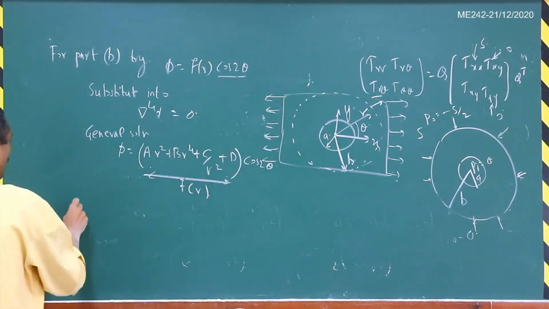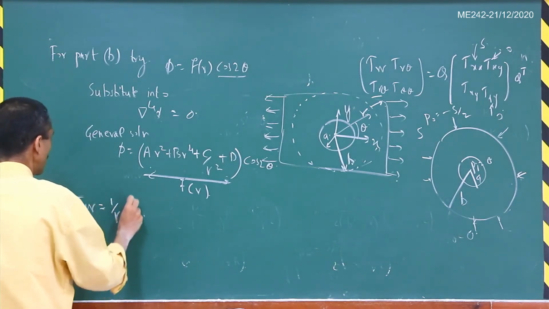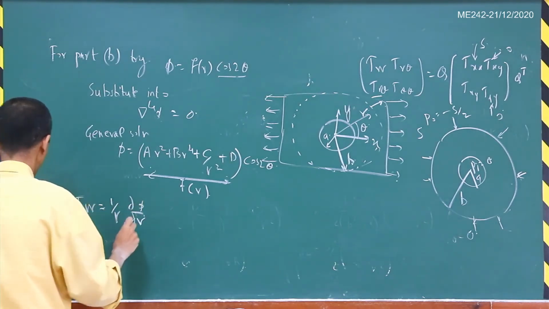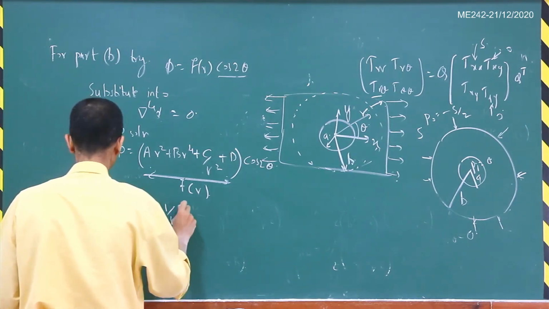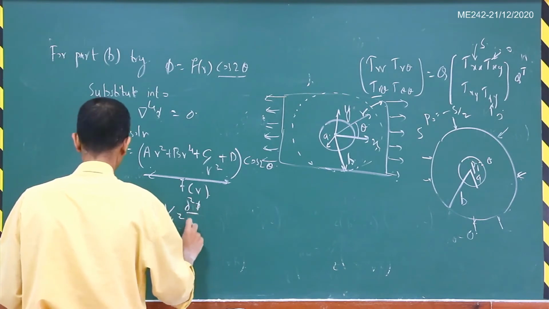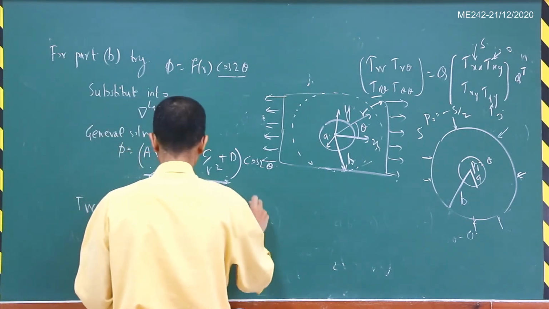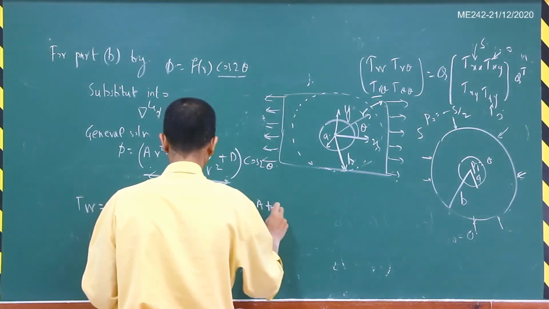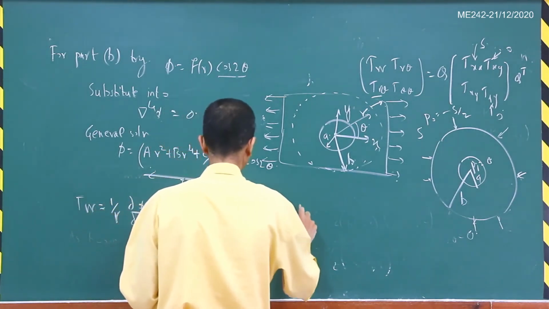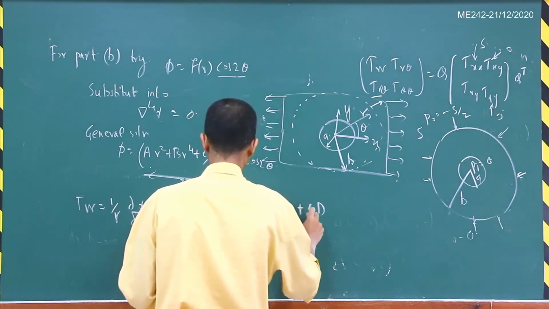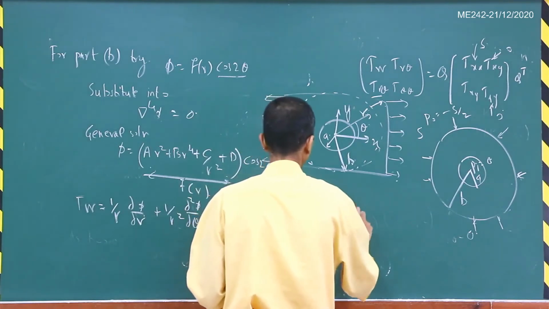So you will get that now τ_rr is equal to 1/r times ∂φ/∂r plus 1/r² times ∂²φ/∂θ². And so that is equal to minus of 2a plus 6c/r⁴ plus 4d/r² times cos 2θ.